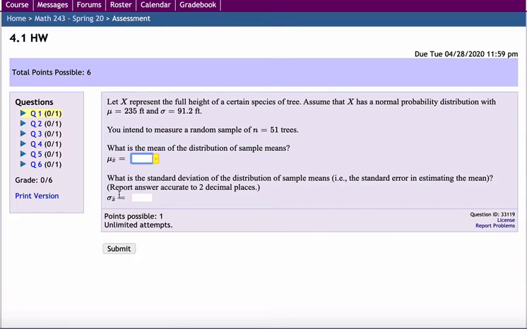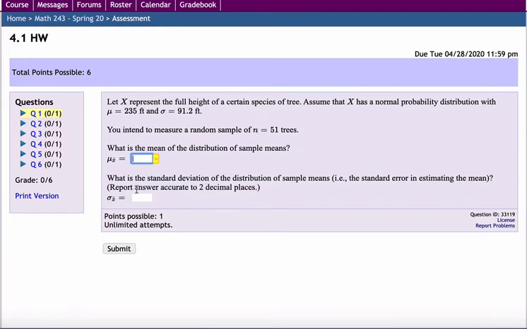And then sigma sub x bar, the standard deviation of the distribution of the sample means, it's kind of a mouthful to say, so sometimes it's just called the standard error, is what you're supposed to figure out. That's sigma sub x bar. That's not the same as sigma. That's sigma divided by the square root of n.